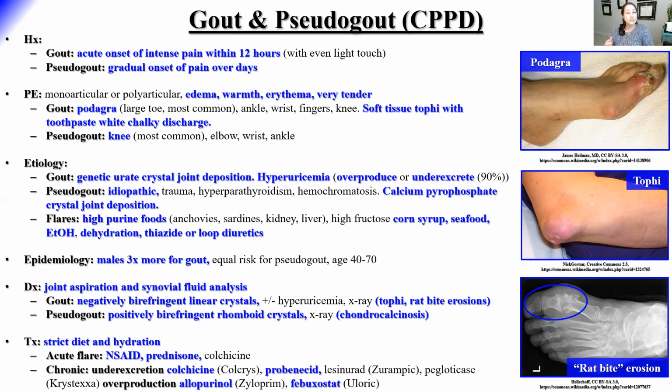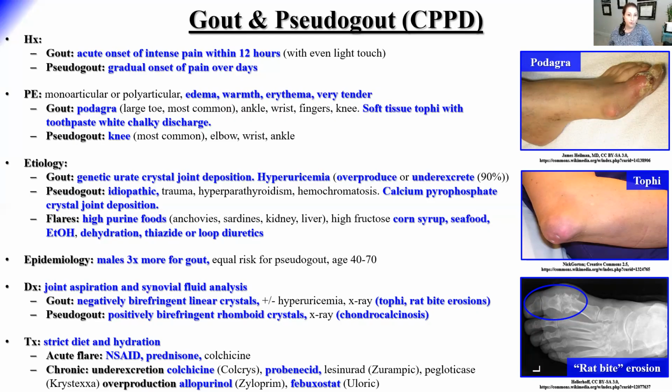In gout, the patient may or may not have high levels of uric acid in their blood. On X-ray, we look at this bottom picture here, and we can see something called a rat bite erosion. It looks kind of ratty along the joint line. In CPPD, we see something called chondrocalcinosis, which looks like somebody took a salt shaker and sprinkled all of these little calcium flakes into the joint.